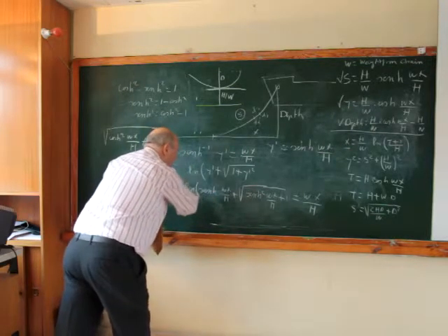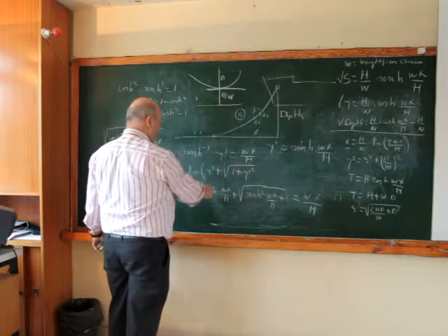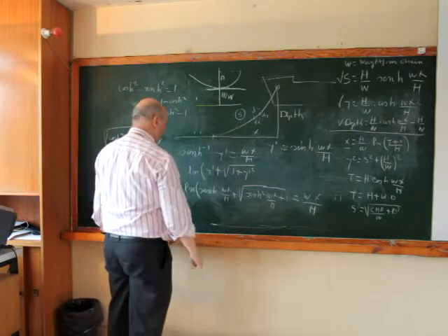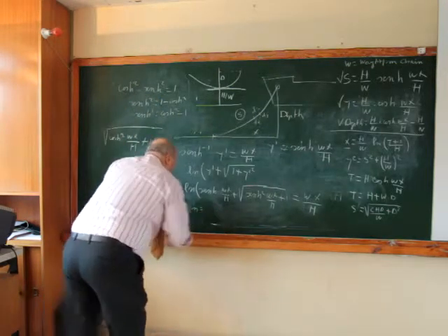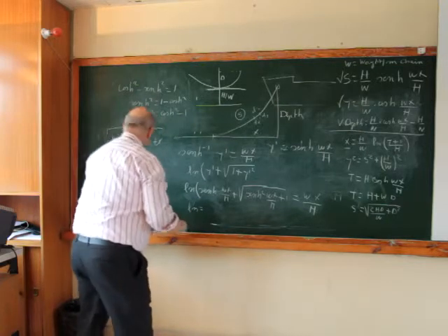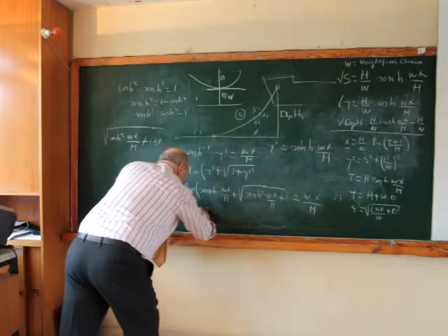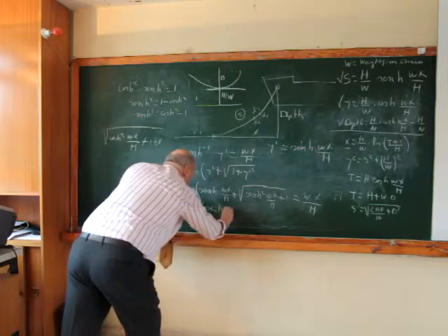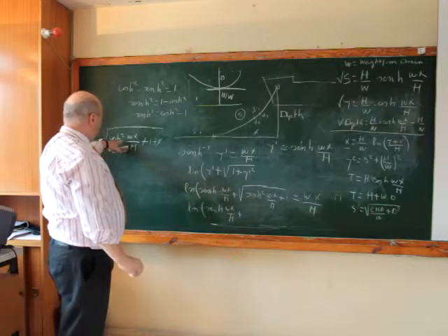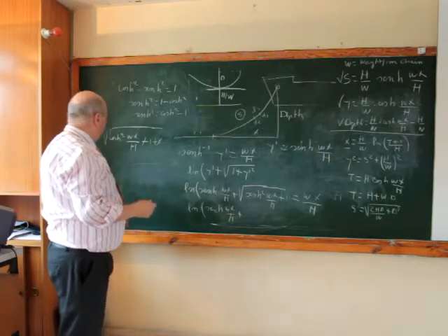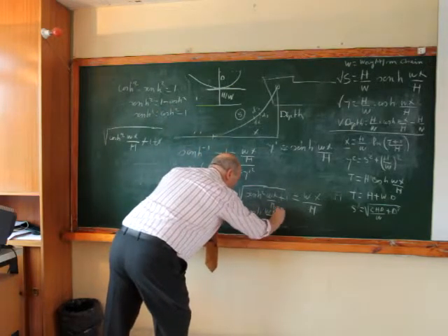Sorry, this is not squared, because this one, the first derivative, is only equal to the hyperbolic sine, not the square of the hyperbolic sine. So I get the natural logarithm of the hyperbolic sine of wx divided by h plus, taking out the other rule, the hyperbolic cosine of wx divided by h.